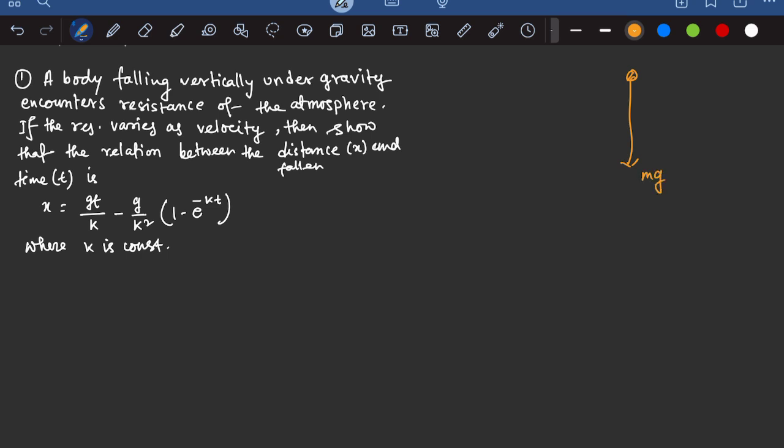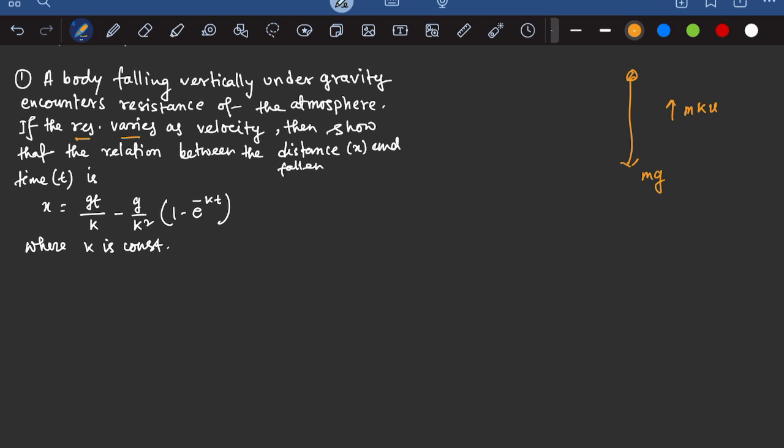Suppose the mass is m, so mg is always acting on this particle. Against this, you have the resistance of the atmosphere, the resistance of the air, and the resistance varies as the velocity. So if you consider the resistance varying with the velocity, it is mku. This is the resistance we have.